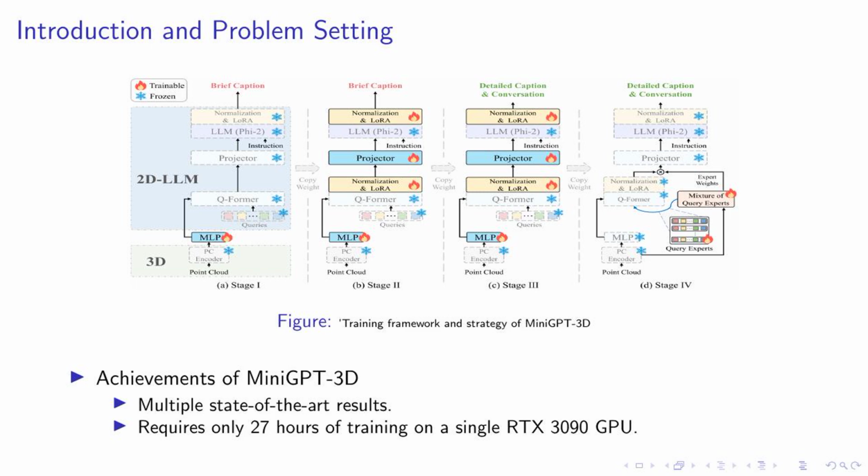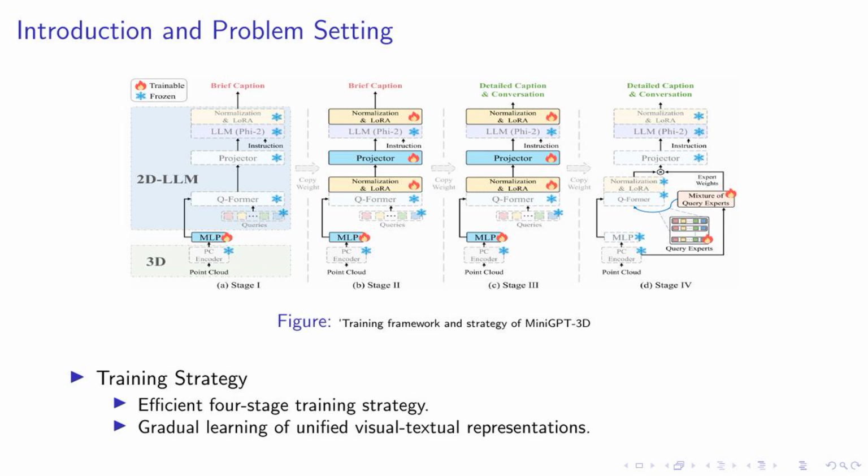Now, let's talk about the achievements of MiniGPT-3D. It has achieved multiple state-of-the-art results, demonstrating its effectiveness. Moreover, it's efficient. The entire training process requires only 27 hours on a single RTX 3090 GPU. This efficiency makes MiniGPT-3D a practical solution for real-world applications. In the next slides, we will discuss more about the model's architecture and the specific training details. Stay tuned.